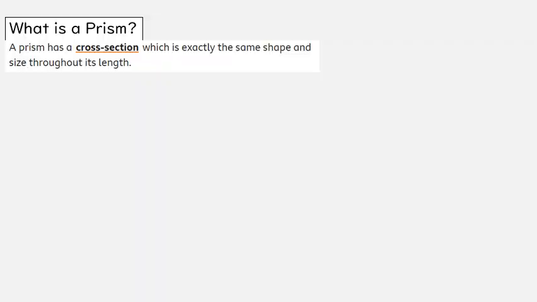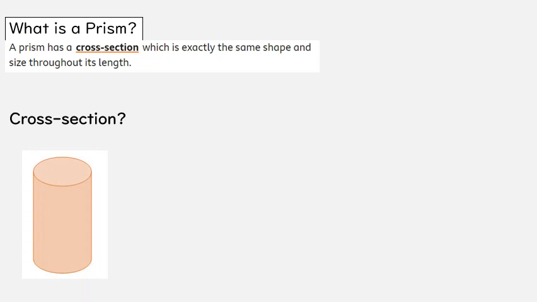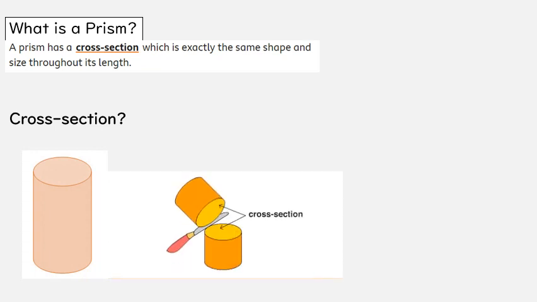So today we're looking at volume of a prism. Well, first of all, what is a prism? We've got that definition under it. It says a prism has a cross section which is exactly the same shape and size throughout its length. Well, let's see what we mean by that. Here's a cylinder, and the cylinder is a prism. We know it's a prism as it has this cross section here.